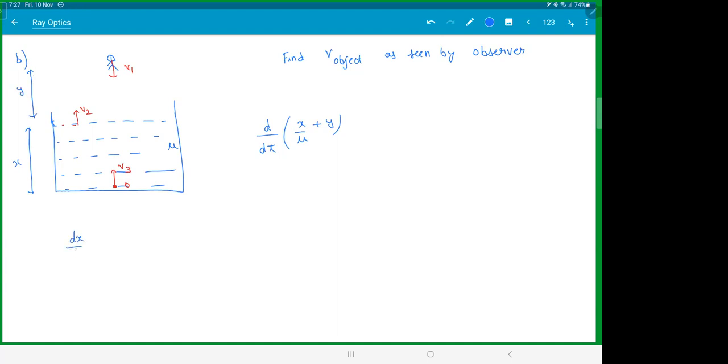So here, what is dx by dt? That is a catch. So here, v2 is increasing, so plus, v3 is decreasing, minus. When the liquid level goes up, x increases. When object goes up, remember, x is the distance between the interface and the object. That's why we get a minus sign. dy by dt, both are decreasing, minus v1, minus v2. So this is 1 by mu, dx by dt is v2 minus v3. dy by dt, that would be minus v1 plus v2. That's your answer, check.